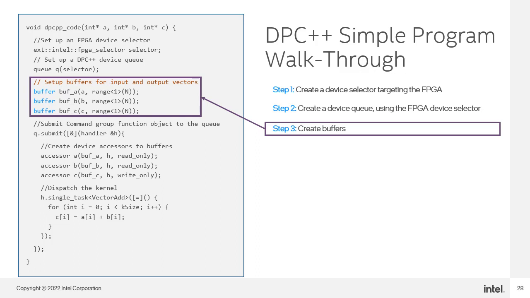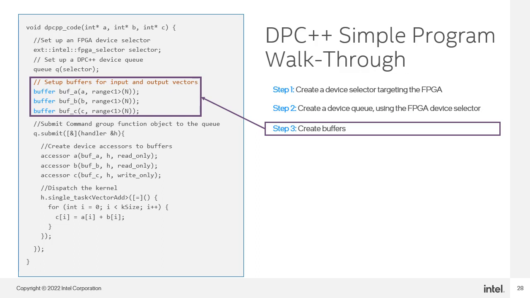We declare it with the keyword buffer. We give it a name and tell it what data we are encapsulating. In this example, we are encapsulating the pointers A, B, and C in buff A, buff B, and buff C respectively. Since the pointers don't have a size associated with them, we use a range in the buffer declaration because the construct for buffer requires that when we use pointers, we are to provide a range.